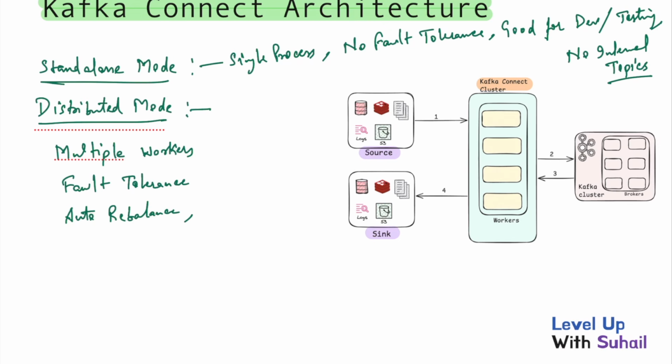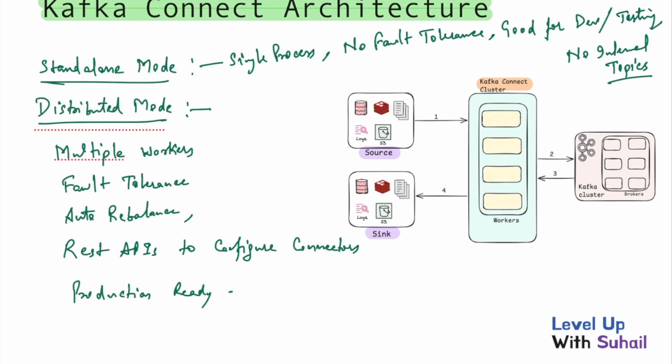In distributed mode, you also have REST APIs to configure connectors. For example, you have a lot of connectors available, but if you want to change the configuration or add a connector at runtime, you have a provision. You have REST APIs, because in production, you don't restart each and every time, right? So there is a REST service which you can use to configure connectors. So it is a production-ready kind of setup. In today's demo, we will also use the distributed mode.